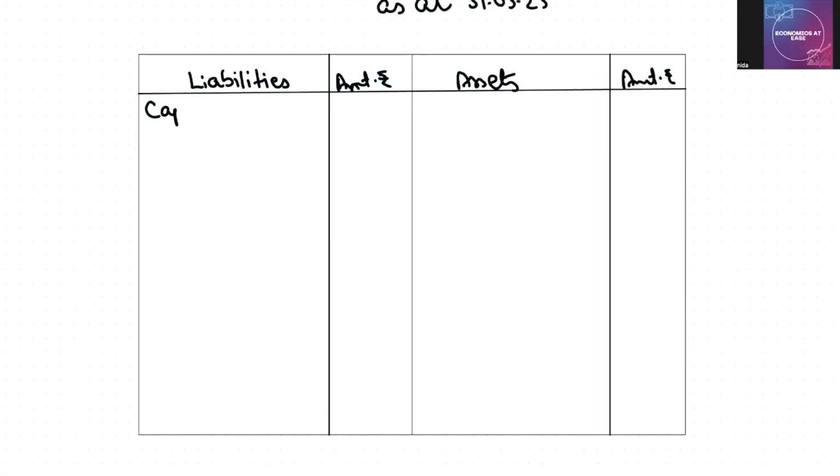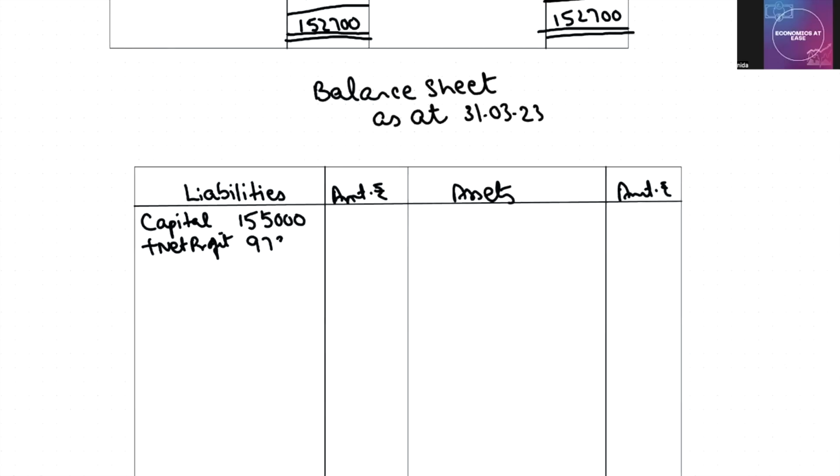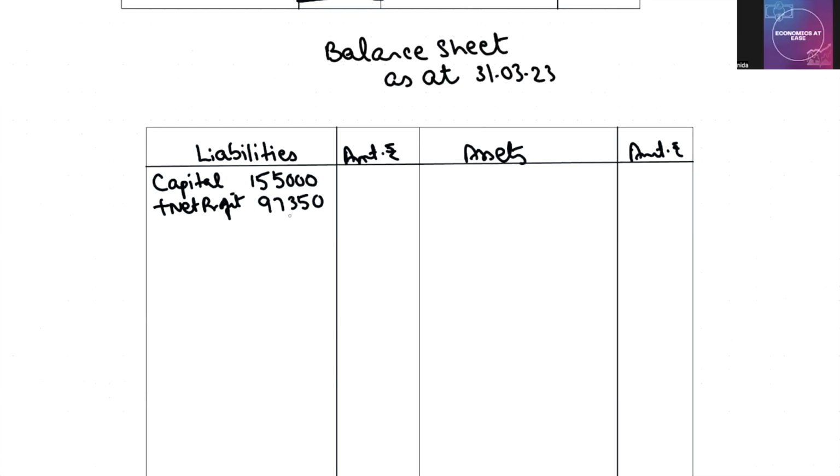So here you have capital on the liability side, inner column 1,55,000. Okay, now add net profit. How much was your net profit? 97,350. Okay, and less drawings. How much are drawings? 9,000. Okay, so you will get in the outer column 2,43,350.